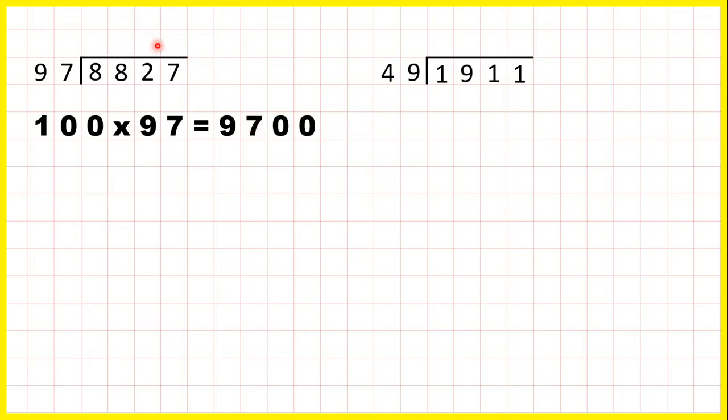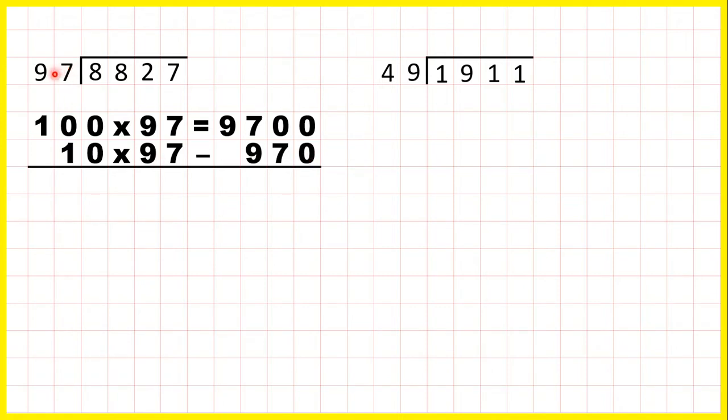I know that it's going to be less than 100. Now I also know that 10 times 97 is 970, because multiplying by 10, if it's a whole number, you just put a 0 on the end. And what we can do next is subtract, and that will give us the answer to what 90 times 97 is, because if you have 100 times a number and you take away 10 times that number, you get 90 times that number, because 100 take away 10 is 90.